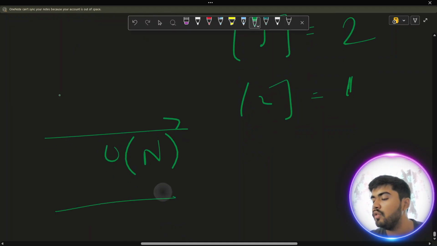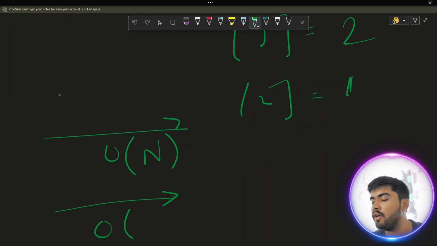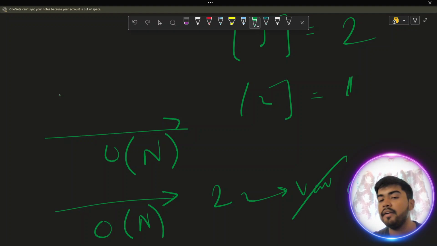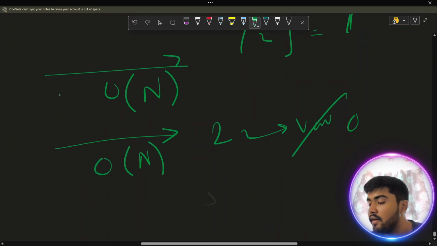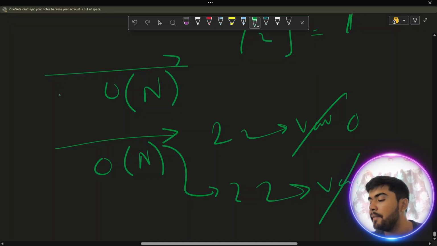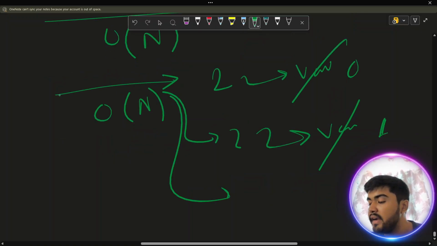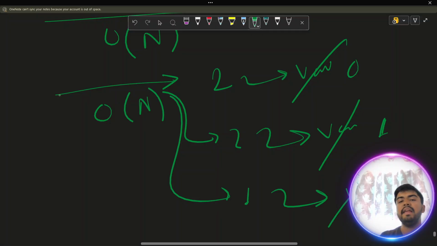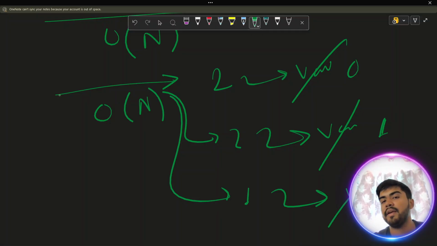Then we will do another loop, a second Big O of n, and we are basically populating the array. On the first 2 indexes, whatever value they have, we directly update it to 0. The next 2 indexes, whatever value they have, we directly update to 1. The next 1 index, whatever value it has, we directly update to 2. Then our nums becomes sorted.